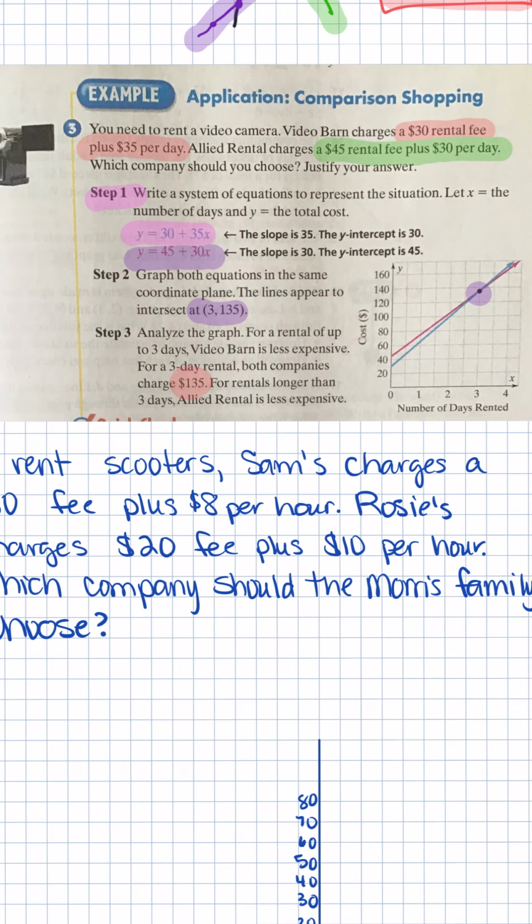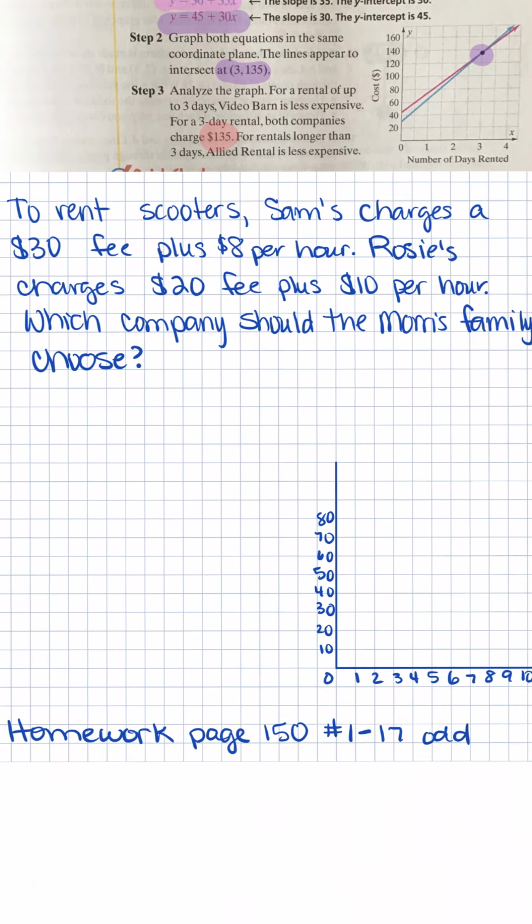So this is where it's really quite cool to be able to compare, because there's a break-even point, the 135, and then after that, depending on how long you want this and you want to get the better deal, you need to keep that in mind. So why don't you try this one on your own?